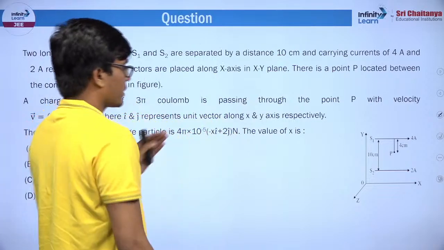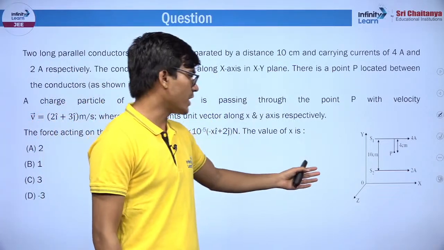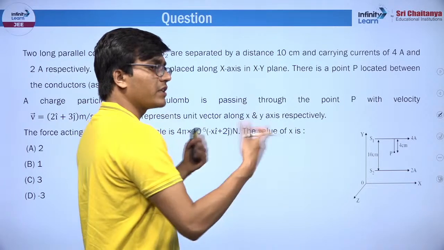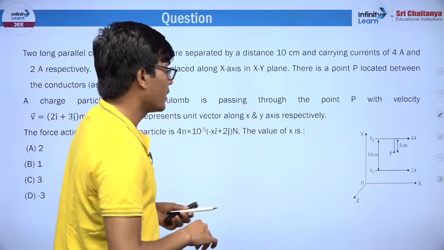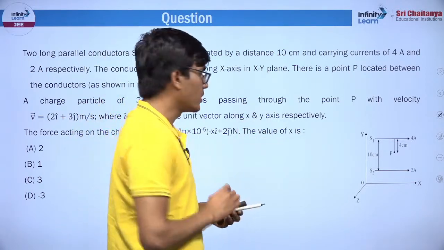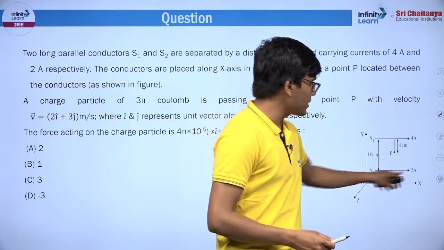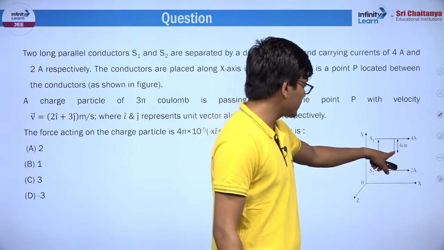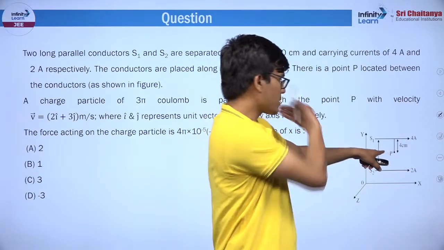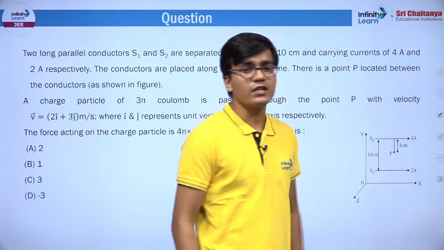So this is again a nice question. Please concentrate on the diagram because this entire chapter on magnetism is related to the cross product. You must have a good knowledge of vectors to solve the questions. So two long parallel conductors are given and there is a charged particle here whose charge is given, and you need to find the net force.